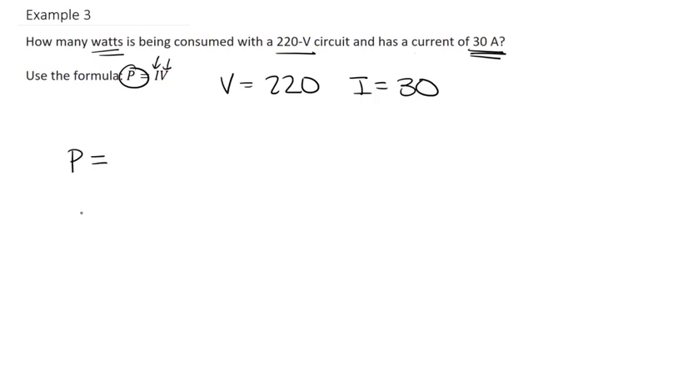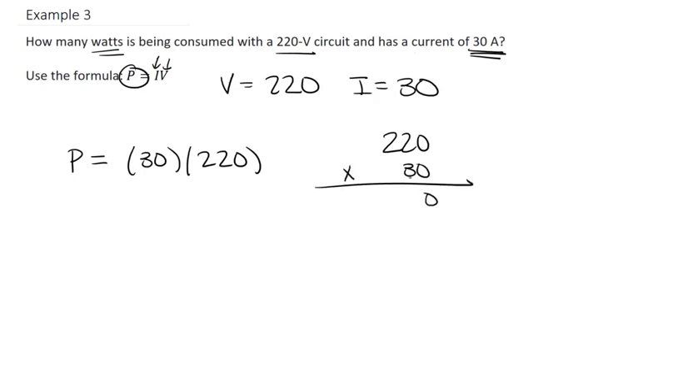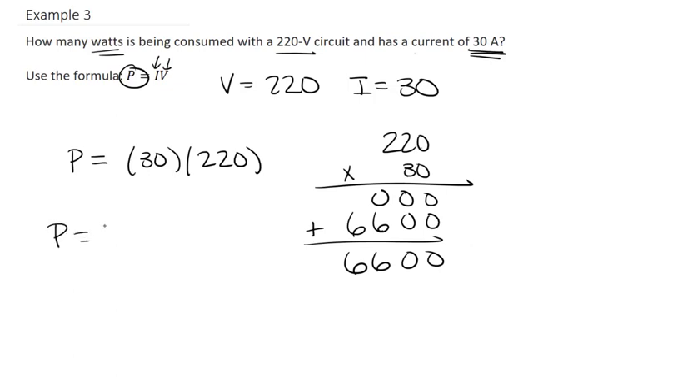Let's now substitute in our values to find power. So we have P, which is equal to 30 times 220. So 220 times 30: 0 times 0 is 0, 0, and 0. Now we do a placeholder. 3 times 0 is 0, 3 times 2 is 6, 3 times 2 is 6. Let's add. So we have 0, 0, 6, 6. And so our power is 6,600 watts.